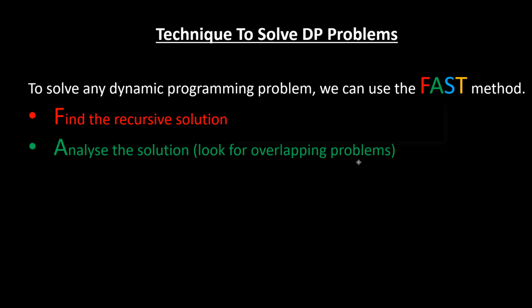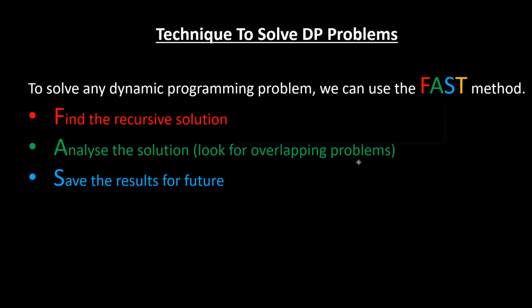Once you are able to identify, then we'll move to the third step, which is S. Means save the results for future. So now you know the problems are overlapping problems. So what you are going to do, you are going to save those problems so that you don't need to calculate again and again. So you are going to save the solution of those problems. Once you have solved that problem, save that problem result into some storage so that in the future, if you require, you can get it from there.